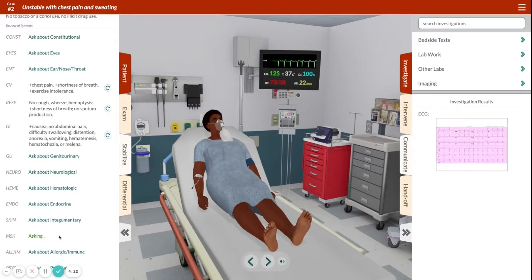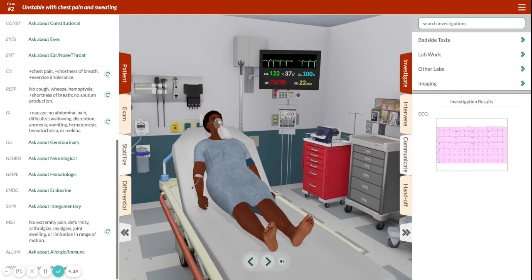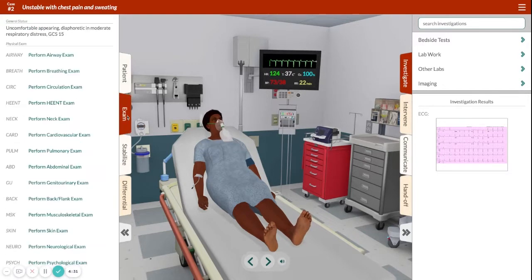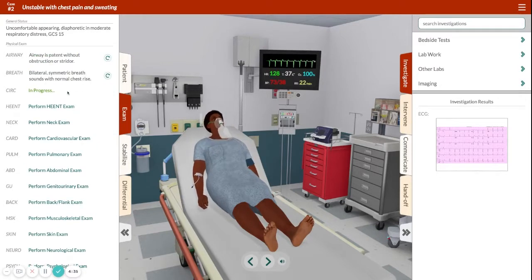In addition, I'd want to ask if there's any recent leg edema suggestive of a history of heart failure or a concern for DVT with unilateral swelling. On exam, any critically ill patient, we want to do the ABCs.